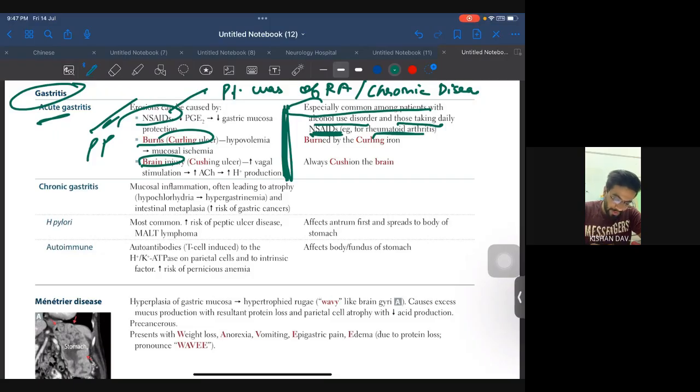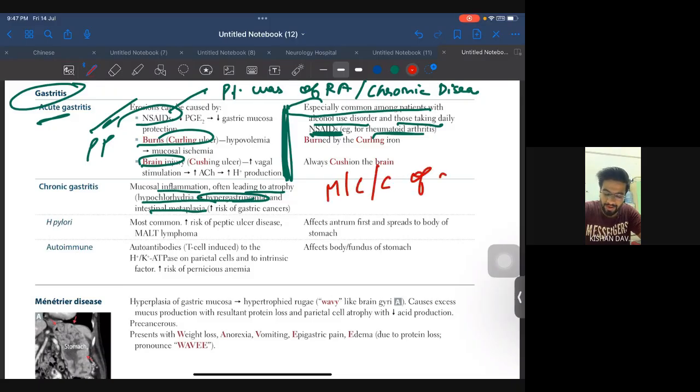Moving to chronic gastritis, mucosal inflammation often leading to atrophy, that is hypergastrinemia is going to occur, and intestinal metaplasia that is going to increase the risk of gastric cancer. Okay, all this stuff not necessary. They will ask you the most common cause of gastritis, so your answer will be H. pylori. Okay, H. pylori, and then they will ask you which is the most common location.